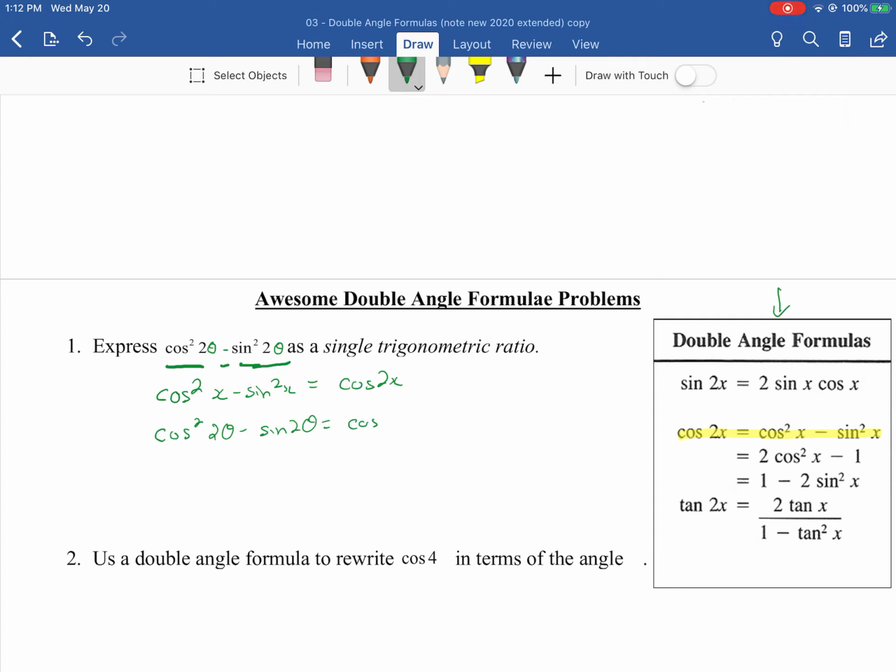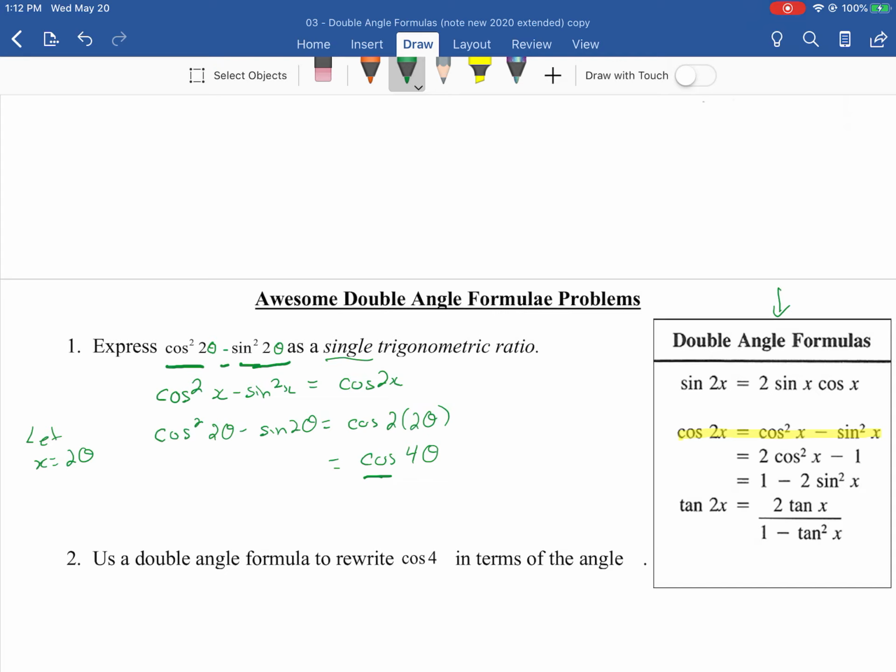Now this is where the thinking comes in. I replaced x with 2 theta on the left side of that formula. So when I come to the right side, I've got to replace x with 2 theta. If you want, I'm going to let x equal 2 theta. I'm just going to write that exact double angle formula, but I'm going to replace all the x's with 2 theta. And so then what I get here is cosine of 4 theta.